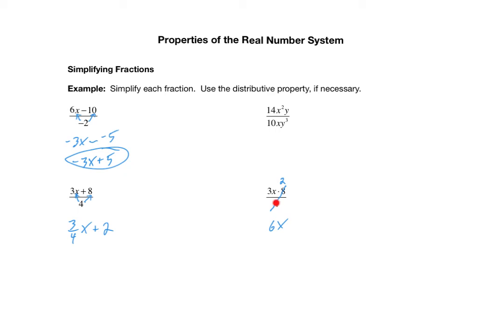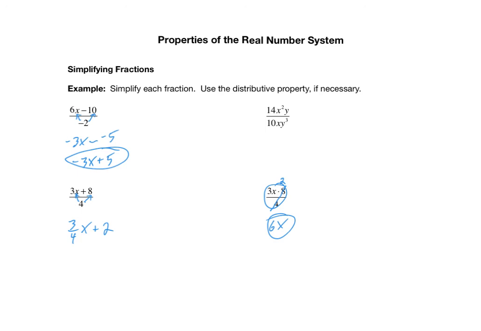So notice the 4 didn't divide into both of these things. It divided into one of them, and I had it divide into the 8 because 4 goes evenly into 8. Whereas when you have a sum over here, this 4 divides into both parts, i.e. we're using the distributive property here, we're not using the distributive property here. So this expression is just simply 6x.